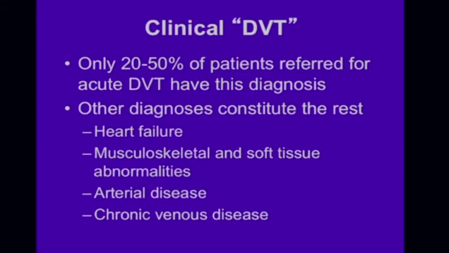We can also recognize that many patients don't have DVT, so what do they have? Well, they could have chronic venous insufficiency. They can have heart failure, musculoskeletal, or other soft tissue abnormalities. They can have arterial disease and others. So let's look at a few of these before we complete the lecture.